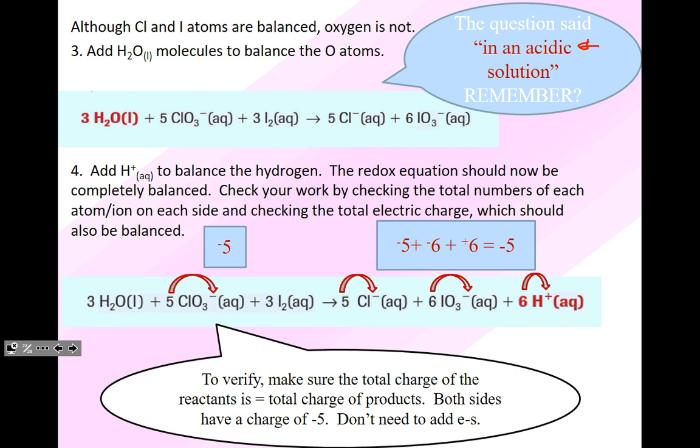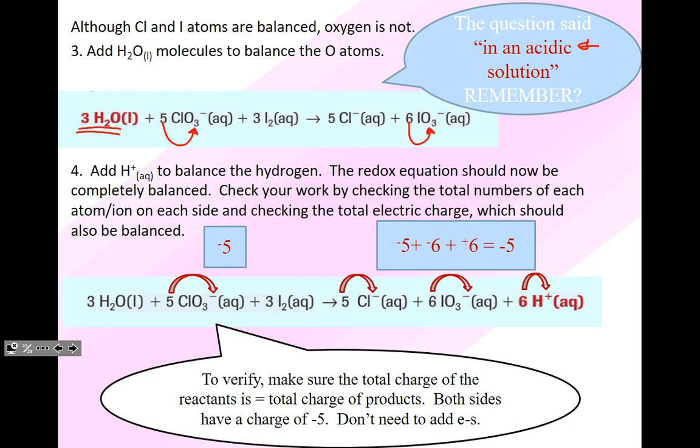So there are oxygens. There are 6, 12, there's 18 oxygens here, and there are 15 oxygens here. So we have to add another 3 oxygens, and we do that by adding our water. And then we're going to add H plus ions to balance the hydrogen. And then the redox equation should now be completely balanced. And then we're going to check your work, checking for the total number of atoms or ions on each side and to make sure that the total charge is the same.